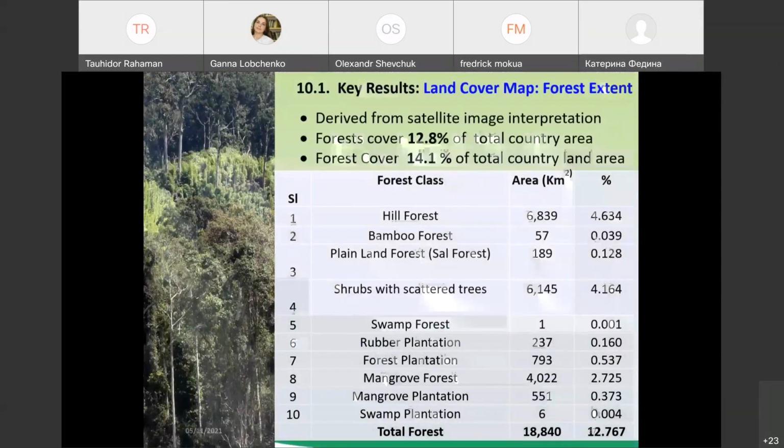So this is the key result of our land cover map, and forest cover is 12.8%, forest 41% of country land area. This is our land cover class. According to land cover class, we can say the national percentage, like hill forest is 4.64% and shrub scattered is 4.164%. The total is 12.767, or 12.8% of the total country area.